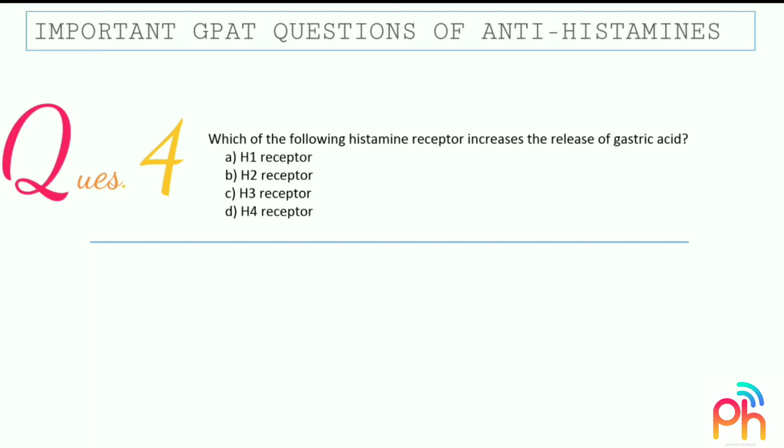So the correct answer is H2 receptor. I hope you all answered this correctly. So let's find out the answer. Yeah, so this is H2 receptor.